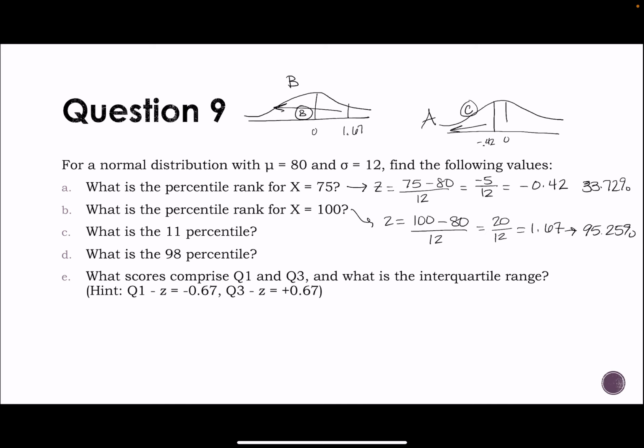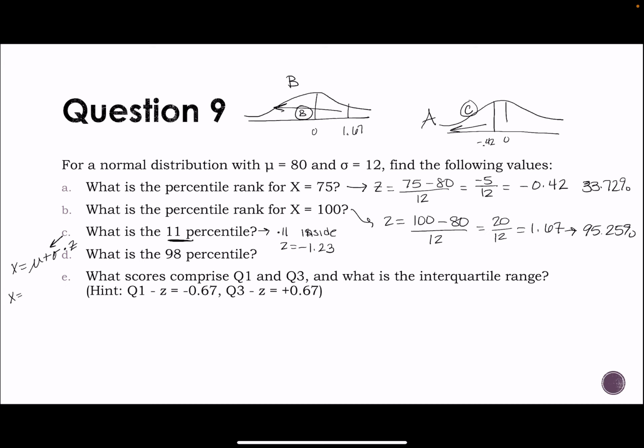Okay, now for the 11th percentile, what we're going to look for is 0.11 on the inside of our chart. We want to find the z-score. The z-score that corresponds with that is a negative 1.23. So I'm going to come down here for C. That means that we're going to do x equals our mu plus our standard deviation times z.